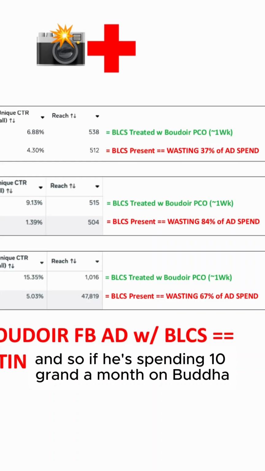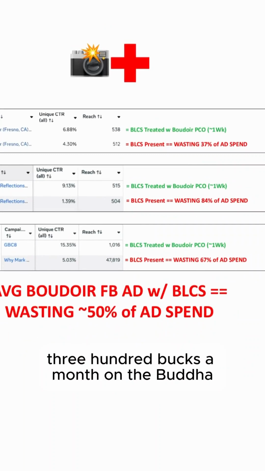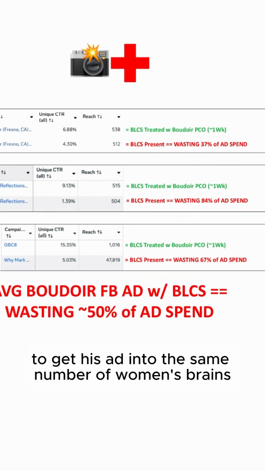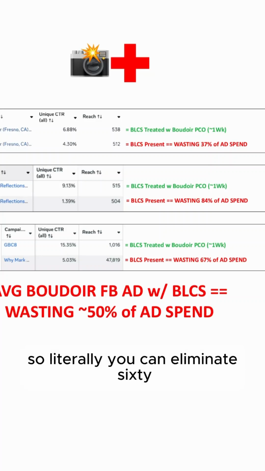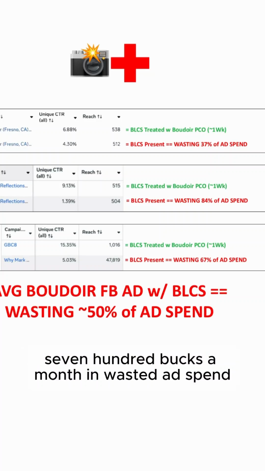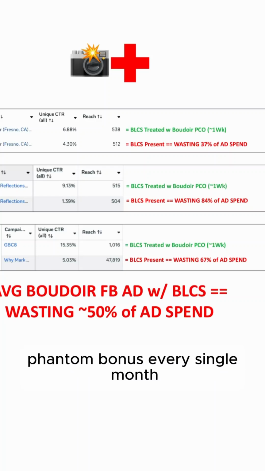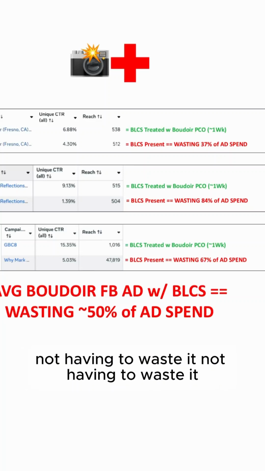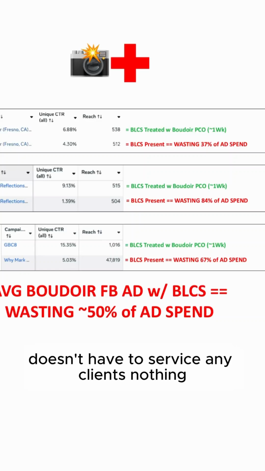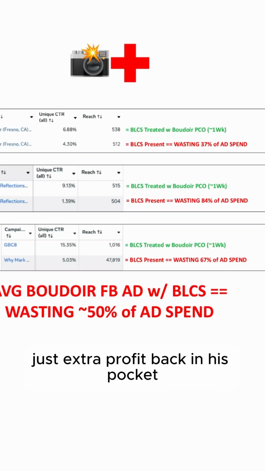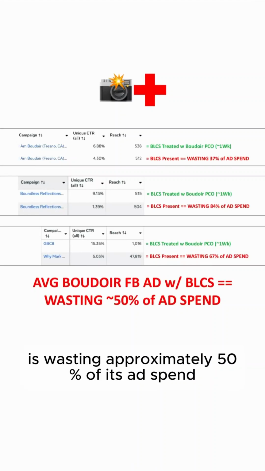And so if he's spending 10 grand a month on Boudoir Facebook ads on that original, he now only has to spend $3,300 a month on the Boudoir Pico treated ad to get his ad into the same number of women's brains in both scenarios. So literally he can eliminate $6,700 a month in wasted ad spend and pocket that $6,700 a month phantom bonus every single month because he's not having to waste it. That's like what, 80K at the end of 12 months? Doesn't have to service any clients, nothing, just extra profit back in his pocket. So the average Boudoir Facebook ad with BLCS is wasting approximately 50% of its ad spend.